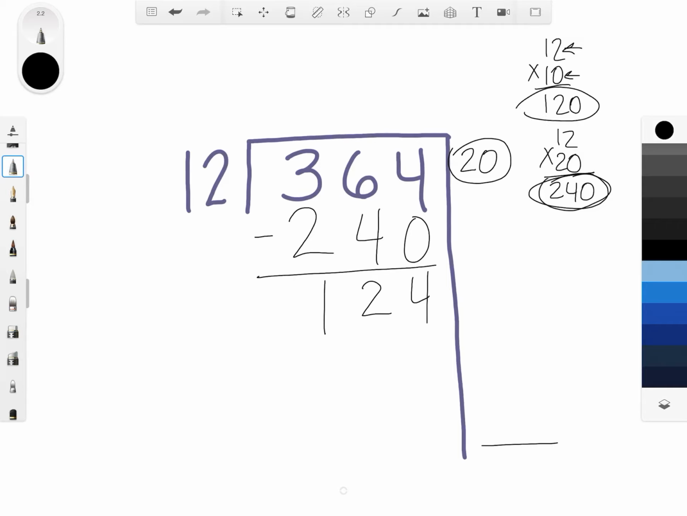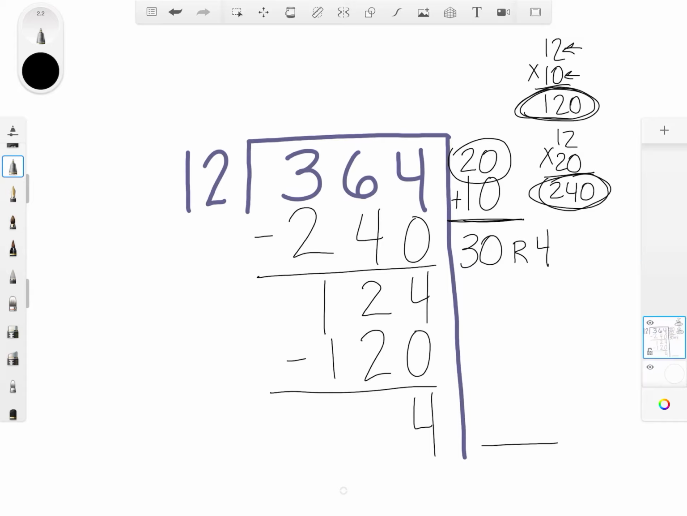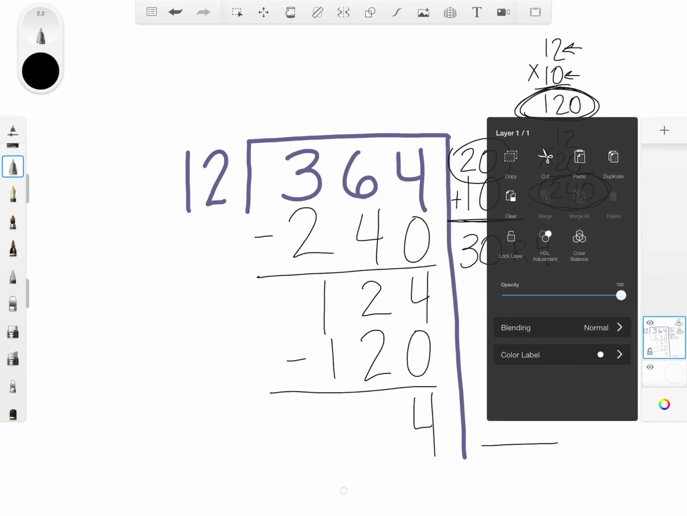Well, up here, I noticed that if I gave everybody 10 pieces of candy, that would use up 120 of them. So I know I can give everybody 10 pieces of candy. That used up 120 pieces of the candy. And I have 4 pieces of candy left, and I cannot equally share that with 12 people. So I can come over here now and add these together. And each person would get 30 pieces of candy with 4 pieces of candy left over. And that is how you use the partial quotients method for dividing with a two-digit divisor.